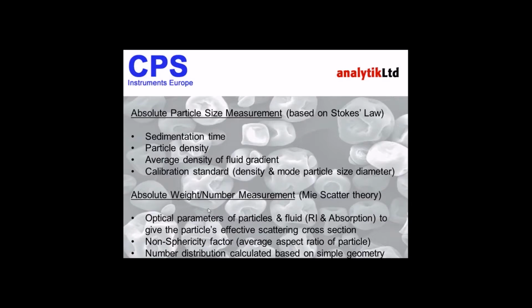If you wanted to get absolute weight and number measurement, then it's important to have available the optical parameters of your particles and fluid, meaning we need to know the refractive index. We also need to know the absorption parameters. And what this gives us is the particle's effective scattering cross-section. Now, Mie light scatter theory only is true for spherical particles. So when you work with non-spherical particles below a certain size, we do need to add a non-sphericity factor into the equation to correct the inaccuracies that the weight and number measurement values may give. The number distribution is calculated based on simple geometry.